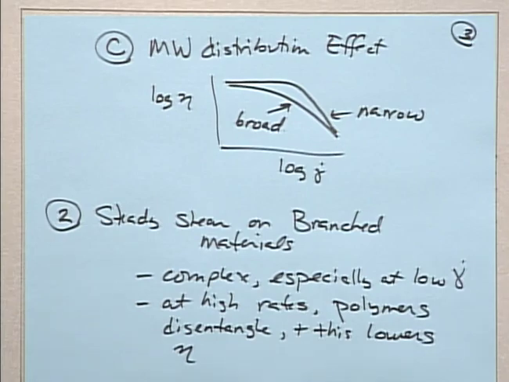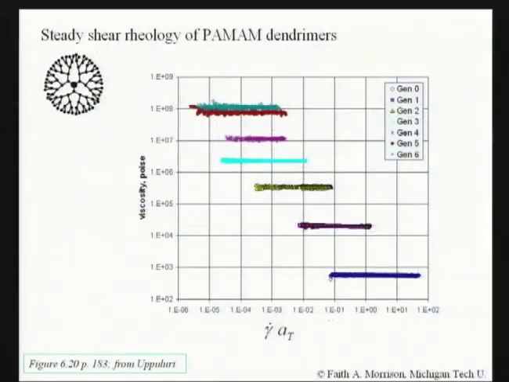Sort of the extreme of branched material is the Dendrimer. This is actually data taken by a guy who got his PhD from Michigan Tech, Srini Uppaluri, from a paper that I wrote with him and his advisor, who's at the Michigan Molecular Institute. And this is on a material called a PAMAM Dendrimer, I've forgotten the name. It's a highly branched material.